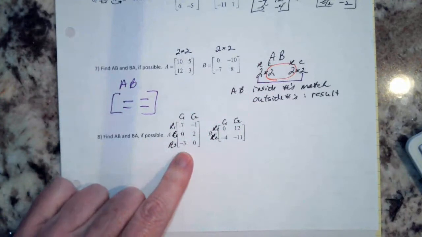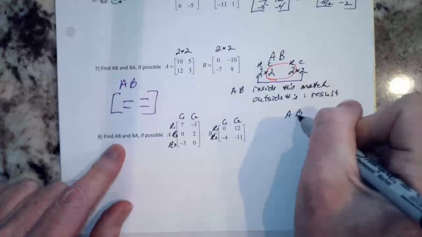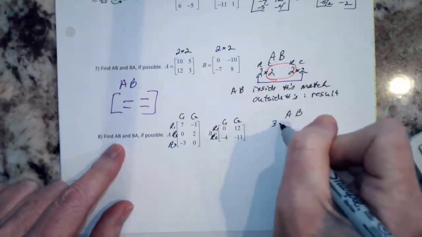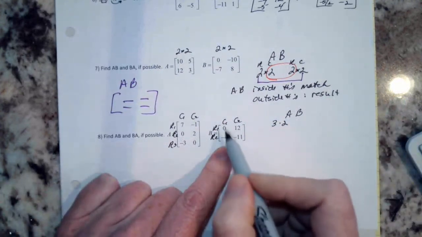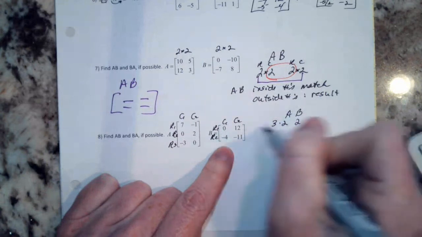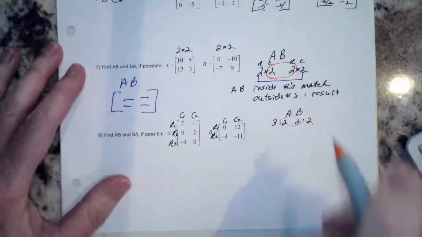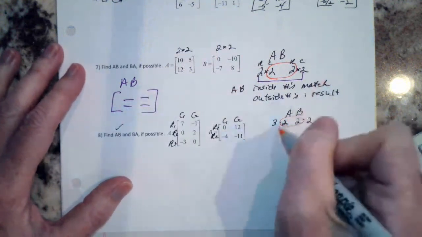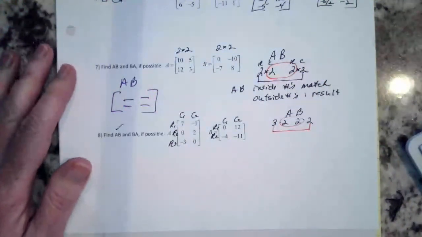So what order is this one? That's what we need to determine first. So if we're trying to do AB, the order of A is 3 by 2. And the order of B, rows by columns, is 2 by 2. 2 rows by 2 columns. Remember, in order to play the game, the inside numbers have to match, and they do. So we can do A times B. That'll leave us with a 3 by 2 matrix. The result will be a 3 by 2 matrix.